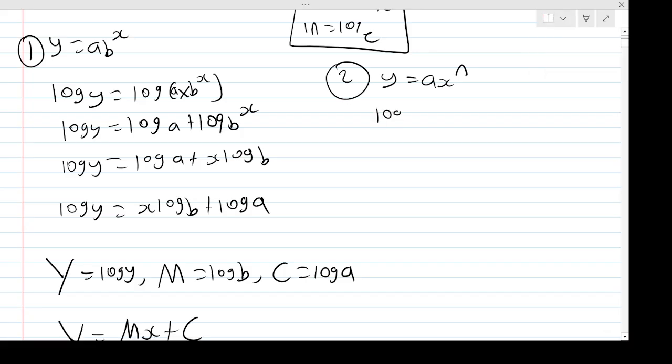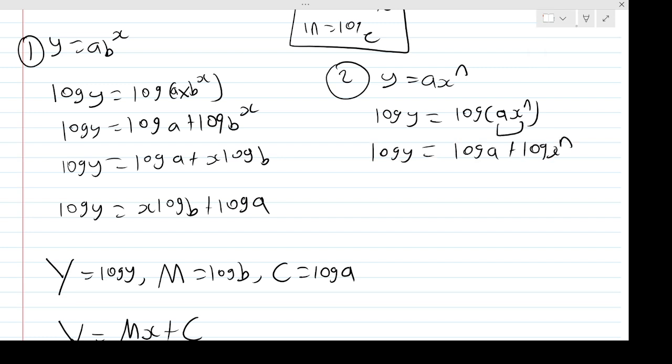So if I take logs, log y is going to be log of ax^n. If I take logs on both sides, then I can split up this log by power laws. So log y is now log a add log x^n. I'll split up the product into different logs. And then lastly, I can bring the power n to the front. So now log y is log a add n log x. Then if I rearrange a little bit, log y is n log x add log a.